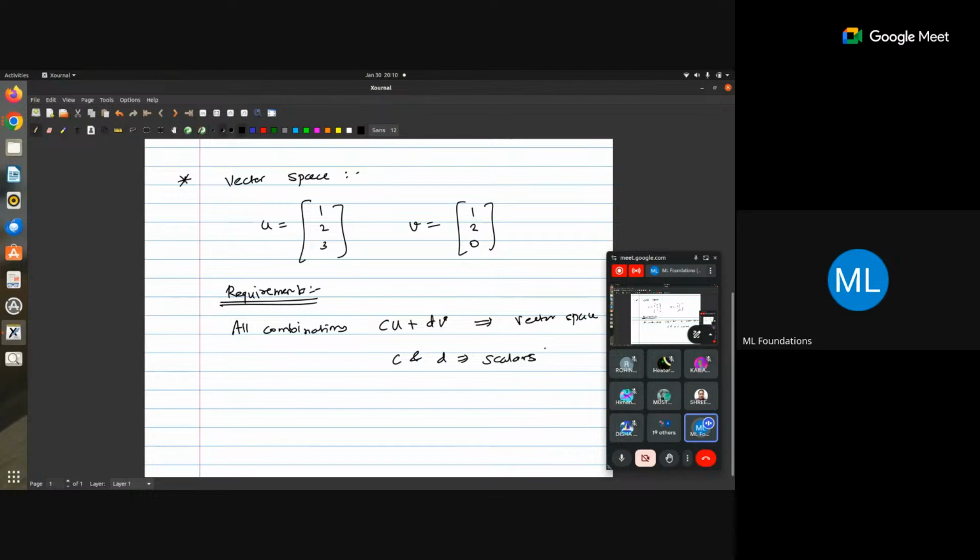And what is one more requirement? What is another requirement? It should contain 0, 0. That vector space should contain the zero vector, 0, 0, 0. So that vector should be there. That means that c and d must be able to be 0. Is it okay?